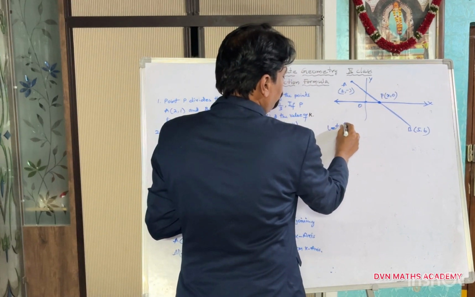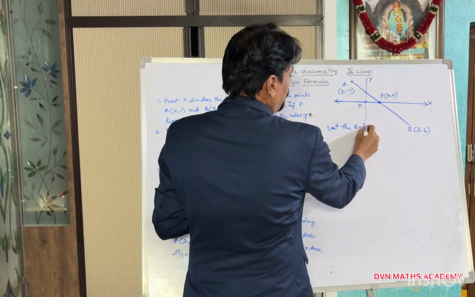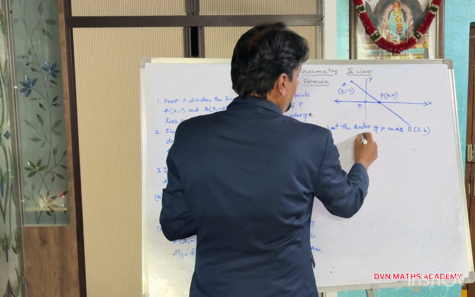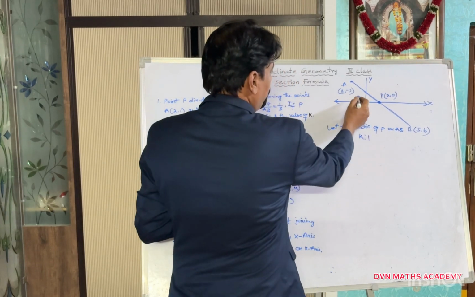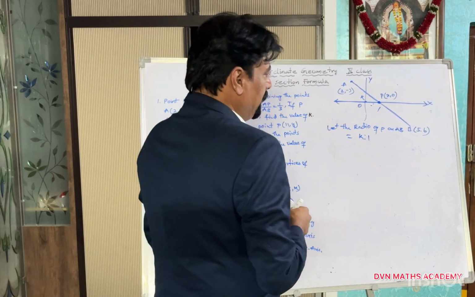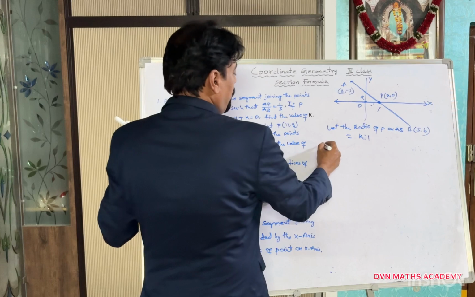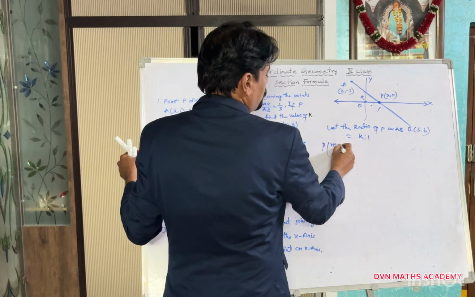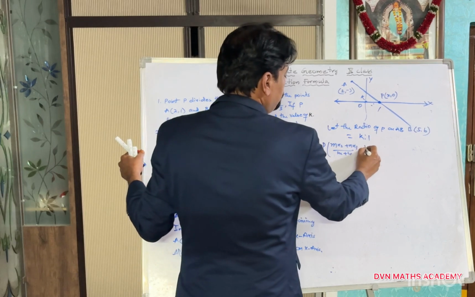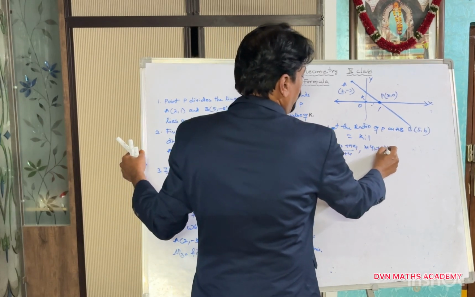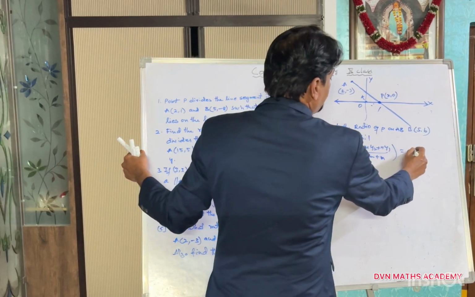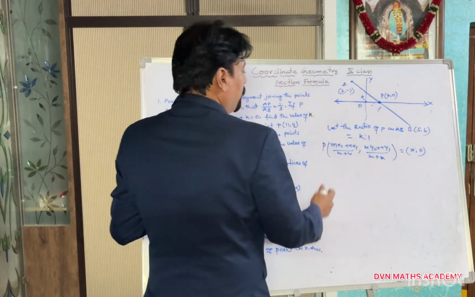Let the ratio in which P divides AB be k is to 1. So we are assuming this ratio is k is to 1. Now you can solve it easily. P, according to the section formula, is m into x2 plus n into x1 by m plus n, next m into y2 plus n into y1 by m plus n. And the point is given as x comma 0.